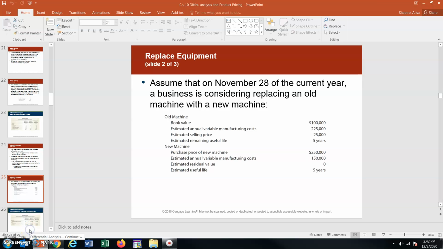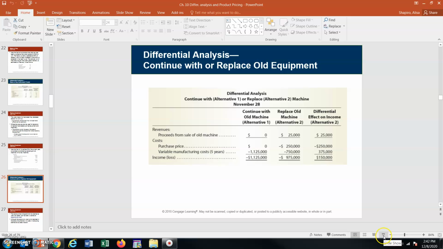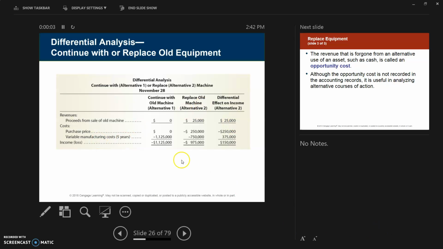Okay, so let's put this in a differential analysis. So if we look at this, let me make this bigger here. If we look at this and we compare our two alternatives, continue with the old machine or replace it with a new machine. All right, continue with the old. Well, we won't be able to sell it, so we'll get $0 from the sale of it. We won't have to buy a new one, so that'll be $0 out of our pocket, but we will still have that $225,000 a year variable manufacturing costs. Over 5 years, that's going to cost us $1,125,000.